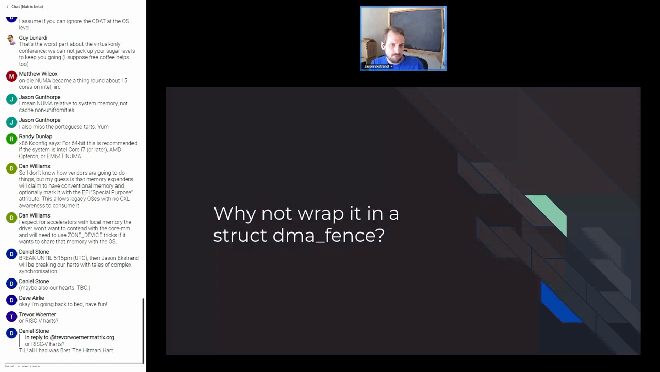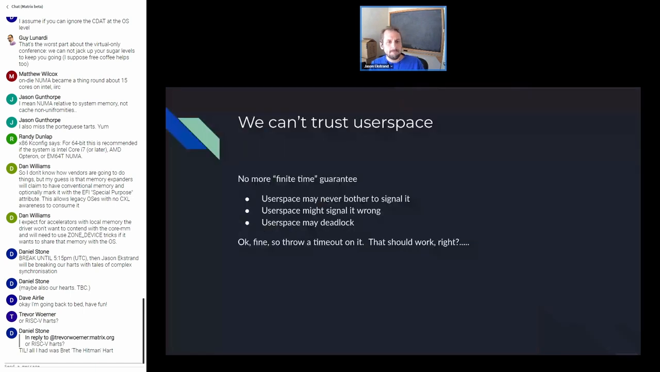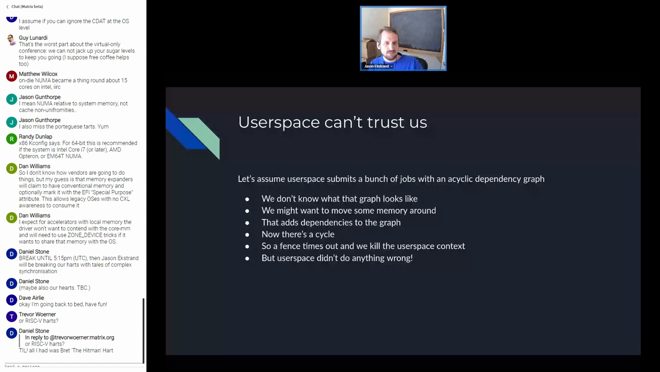So why don't we have a struct DMA fence? That's what I just said. So we could wrap it in a struct DMA fence and user space might just never bother to signal it, or it might signal it wrong. Like if we're depending on writing memory and then firing an interrupt, it might forget the interrupt. User space might deadlock itself. Okay, so we can't trust user space, we know that. So let's throw a timeout on it. That should work, right? Well, the problem is that user space can't trust us either.